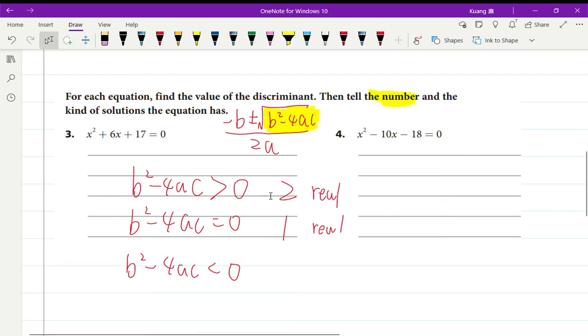And then for this, a equals 1. a is the coefficient of x squared. b is the coefficient of x. c is 17. You just plug in here and then answer it.